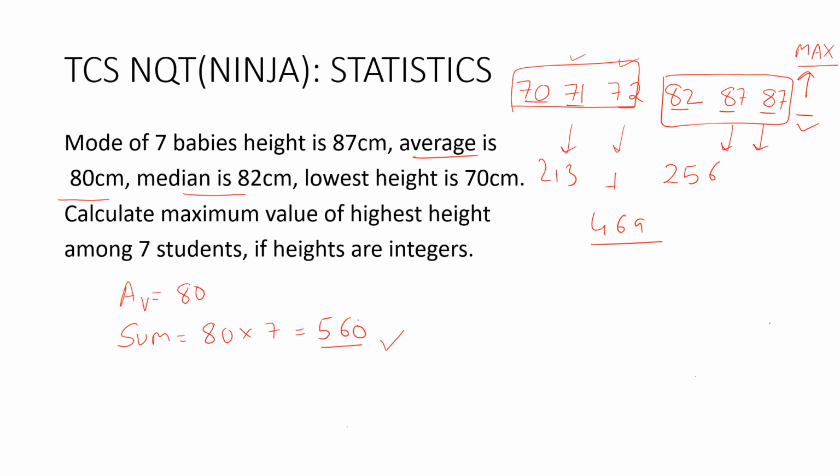And now my answer towards the end has to be, the sum has to be 560. So if I deduct 469 from 560, I'll get the maximum value. The maximum value for this term, the last term, has to be 91.